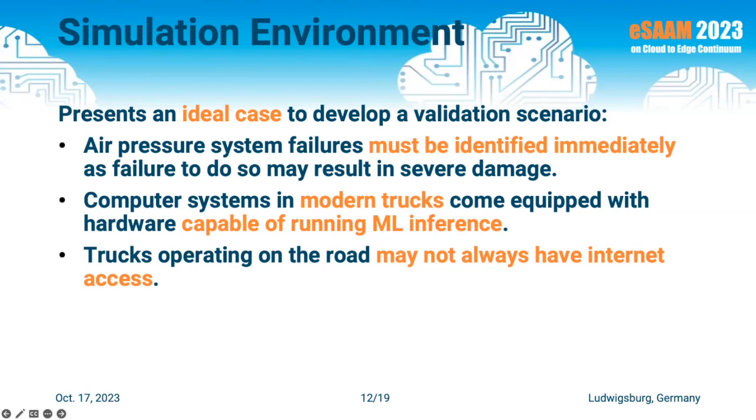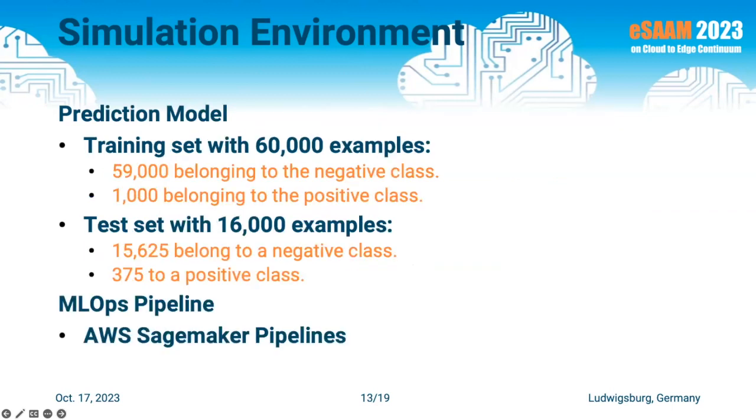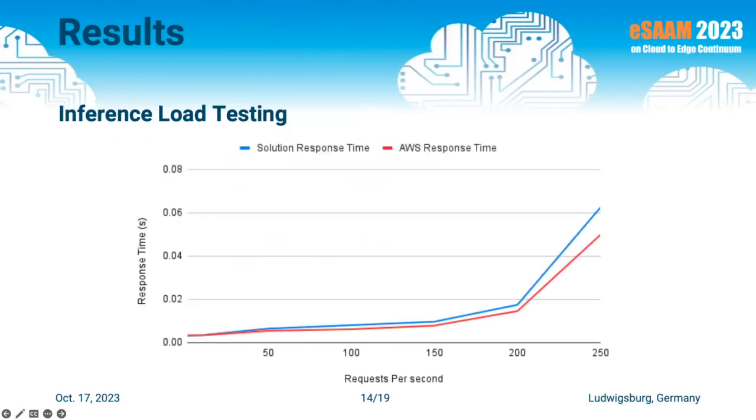So whatever computing or inference that you're doing, it needs to be done on the device itself, which is why we chose this data set for our simulation. And then using this data set, we came up with a prediction model. This is some information about the model. This model was trained using the data set and then packaged into a container using AWS SageMaker pipelines. And that's how we made the model.